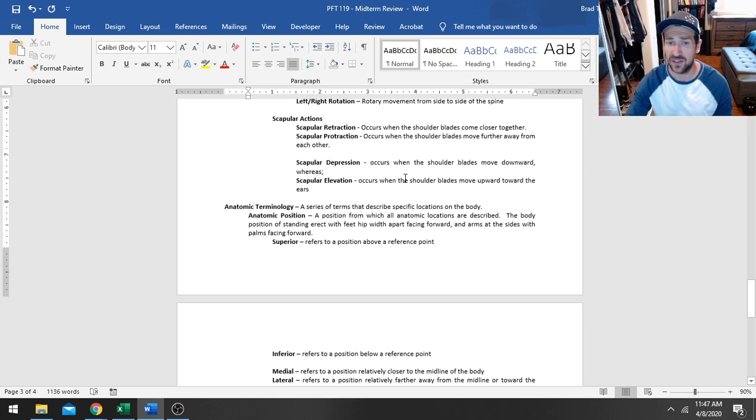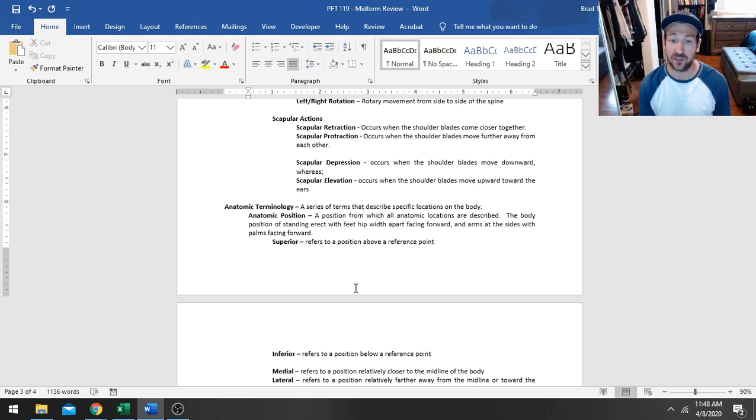Now we've got a couple special ones here that are not dictated by the planes, but you've got your scapular actions, and your scapular actions just describe how your scapula actually moves. So you've got scapular retraction, which is when your shoulder blades move closer together, right? If you're drawing your shoulder blades back like that, they are coming closer together. That is scapular retraction. And when your shoulder blades are moving farther apart, maybe something like that, that's scapular protraction. So if they're moving further away from each other in the back, that's protraction, or closer to each other in the back, retraction.